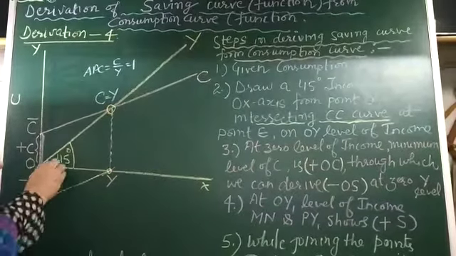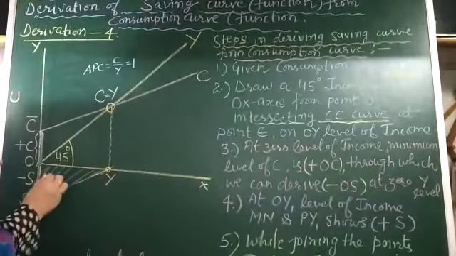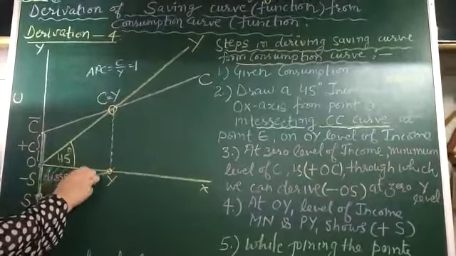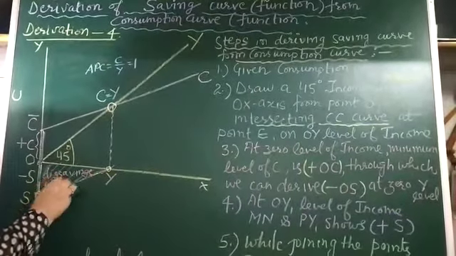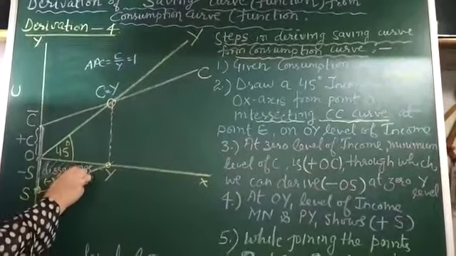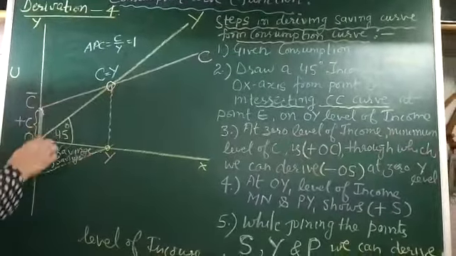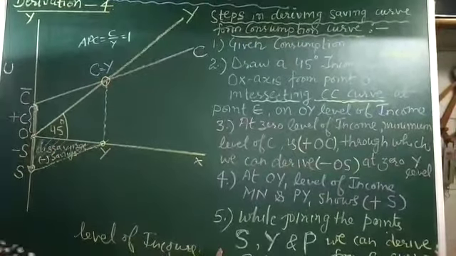So this shaded area represents this savings. This savings means negative savings. At minimum level of consumption, we always consume something. So this denotes 0 level of savings.